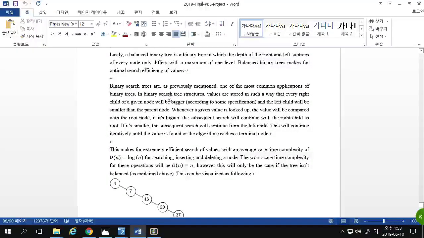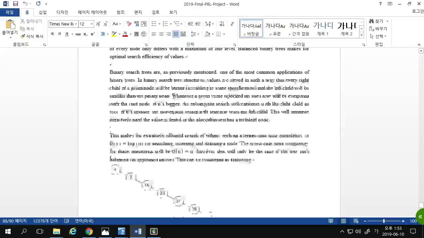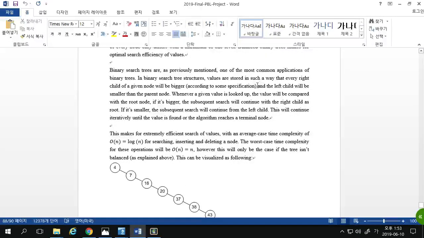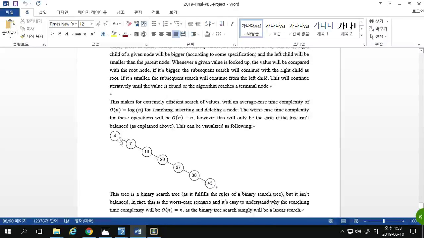Also, if I have time, let's talk very briefly about binary search trees, which make for a very efficient search, where every right child will be bigger than the parent node and every left child will be smaller. And this makes for a very efficient search as long as the binary search tree is balanced. Because the worst case will be something like this, which still fulfills it's still a binary search tree, as the right child obviously is bigger than the parent, but it's not balanced at all because there are no nodes on the left side, but everything is on the right side.